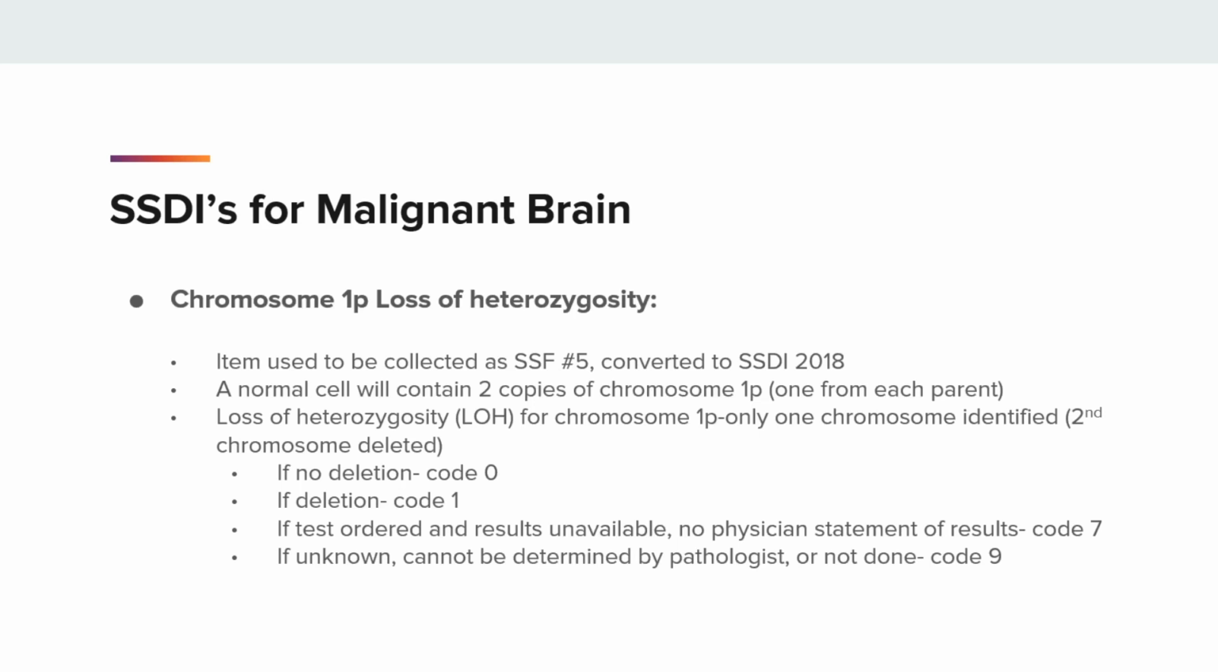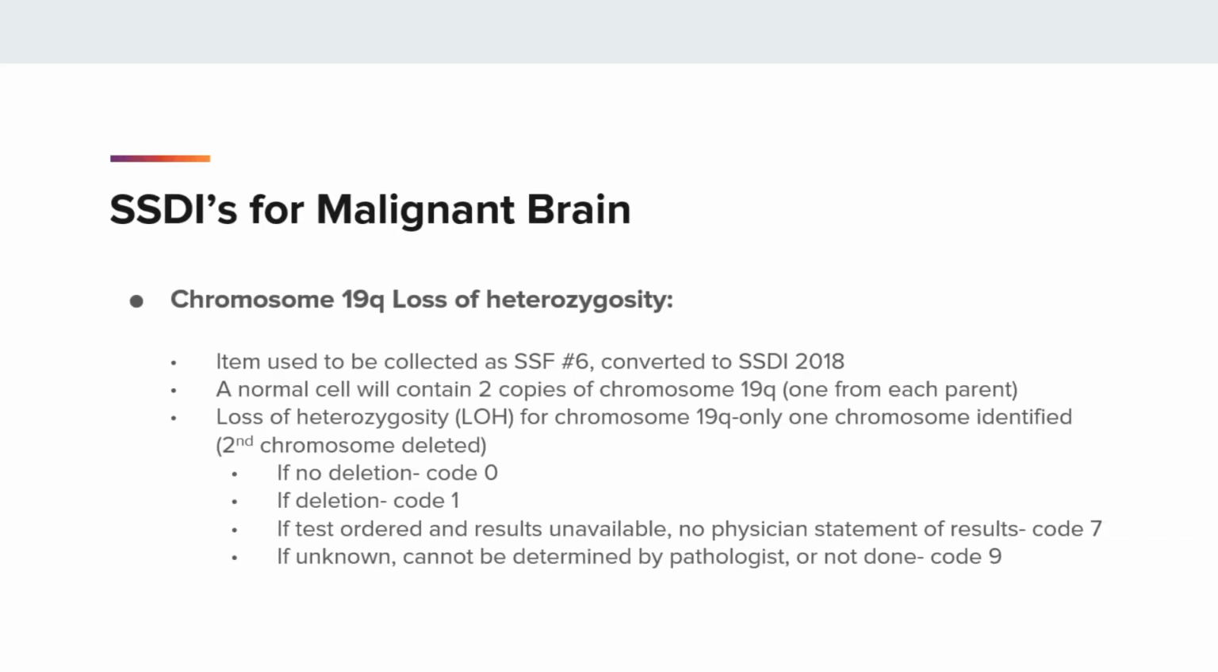So if no deletion, then we code 0. If we have the second chromosome deleted, then we code 1. And if it was ordered, tests unavailable, we have a code 7 for that. But if it's completely unknown, then we have the code 9.